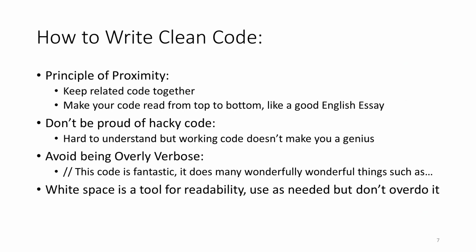Follow the principle of proximity. You should keep related code together and try to have your code read from top to bottom. I like to think of my code as a well-written essay for an English class. Don't be proud of hacky code. Your code might be complicated in doing what it's supposed to, but that doesn't make it good. What does make it good is if it is understandable and working. Avoid being overly verbose. Most of us like to talk a lot, but that doesn't mean we should. Use whitespace as a tool for readability. You don't need 1 to 3 lines of white space between every line of code. You also don't want 0 lines of white space. You have to strike a balance that keeps your code readable.